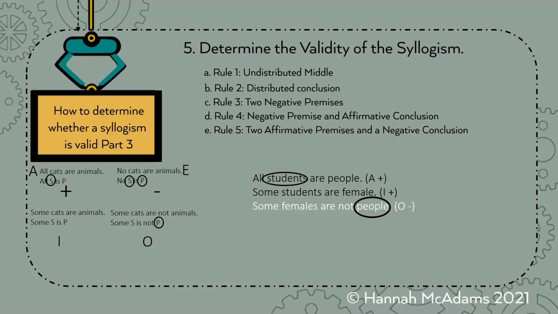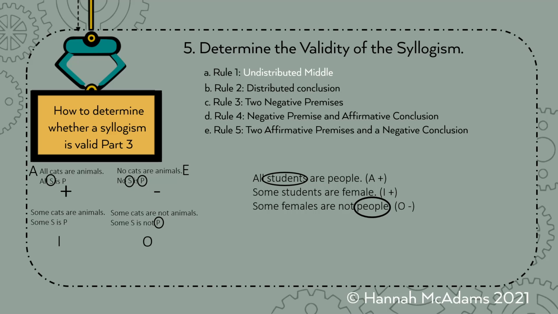Yes, okay. So, this is breaking actually lots of rules. Okay, undistributed middle. It follows that rule. The reason is that students is the middle term. It's in both the premises but not in the conclusion, right? And at least one of them has to be circled, which it is, okay?